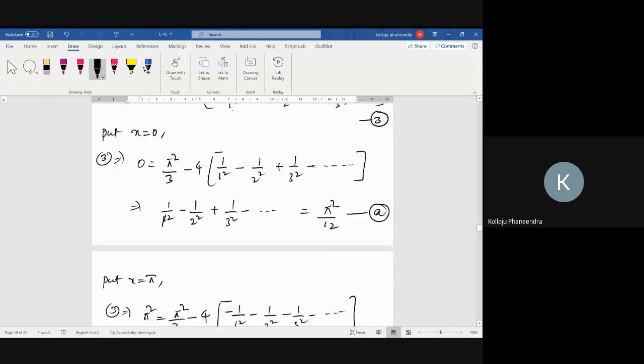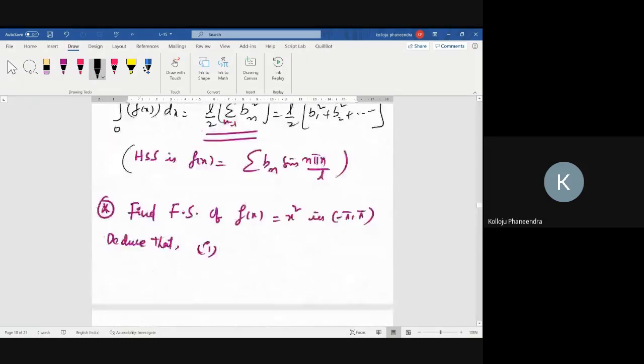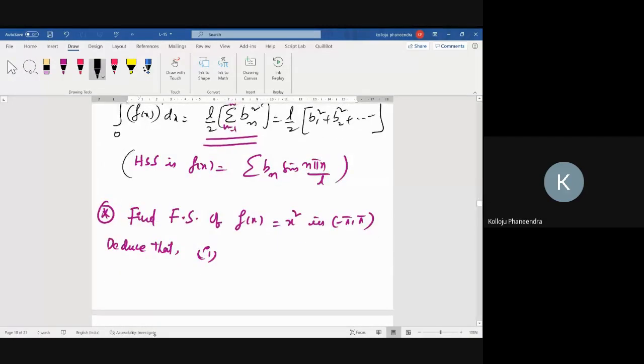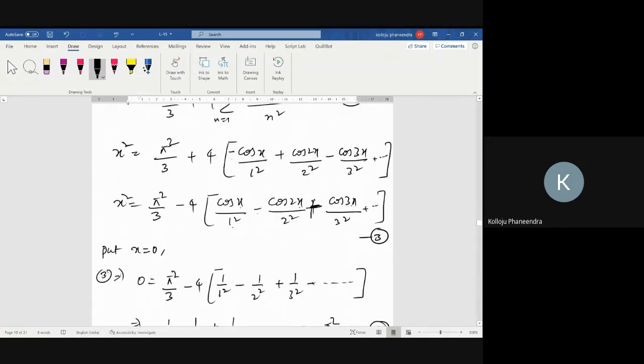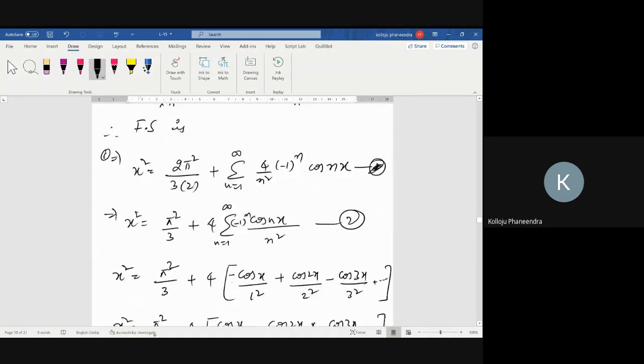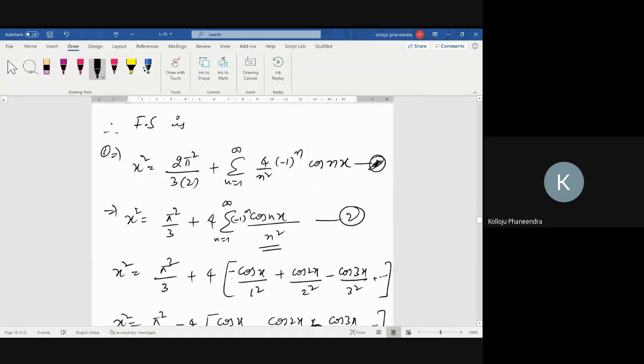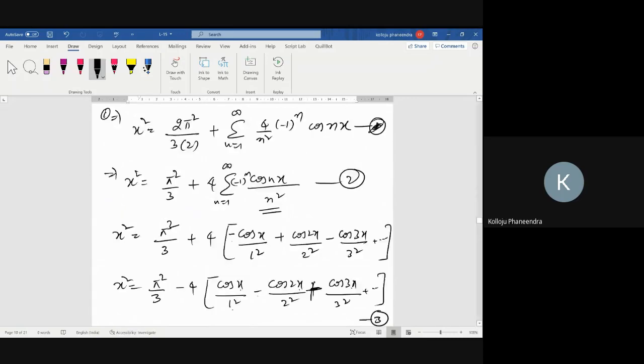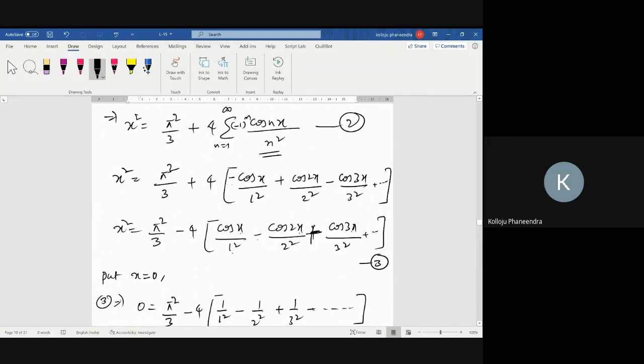And the most important thing, why I am telling this problem, is to deduce sigma 1 by n power 4. Let us see what that is. Now sigma 1 by n power 4 is not directly possible, as 1 by n power 4 is not there. What is here? 1 by n square is there. So how to get this sigma 1 by n power 4? Okay, now coming to the theory. What is the Fourier series?